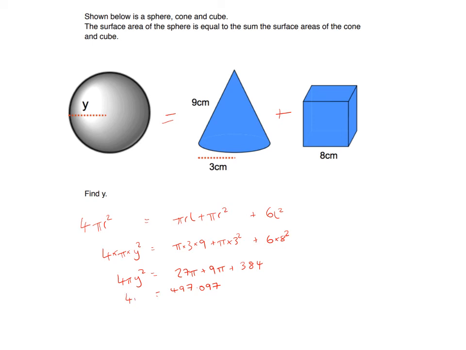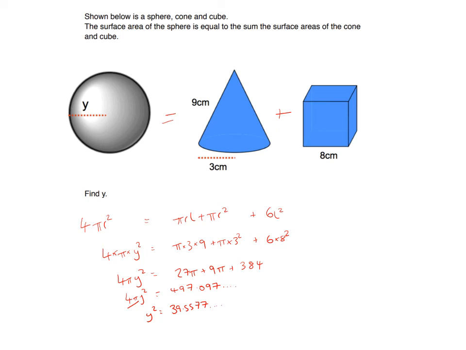So that's 4 pi y squared. I can divide by all of 4 pi in one go, as I don't need to keep this answer in terms of pi. So divide that by 4 pi and you get 39.5577 and a few more decimal places. Again, I don't want that rounded at all because I still need to square root that answer to get y on its own.